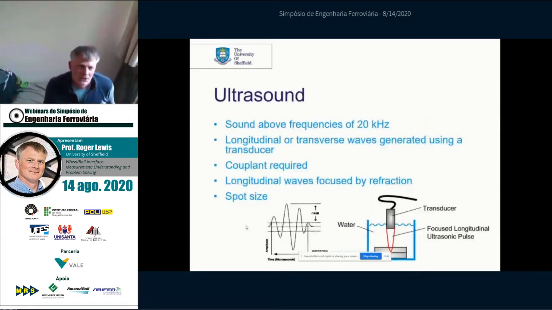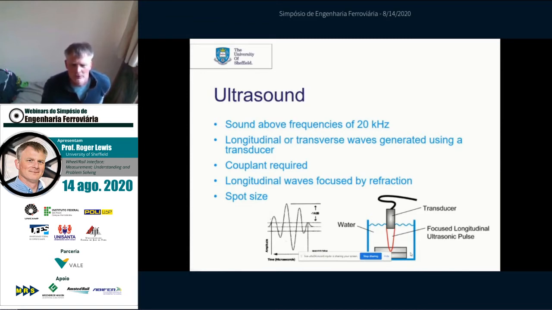A quick explanation of ultrasound. It's sound above frequencies of 20 kilohertz. A number of different waveforms can be generated. Largely here we've used longitudinal waves generated through the use of different types of transducers. You can see one here, a focusing transducer, which emits longitudinal waves of ultrasound to the surface through a water couplant, and it's focused through refraction down onto the interface between the two components of interest, and we can achieve a spot size of about 1/4 millimeter. This can vary as you use different frequency transducers.